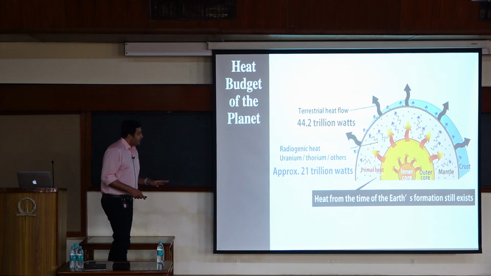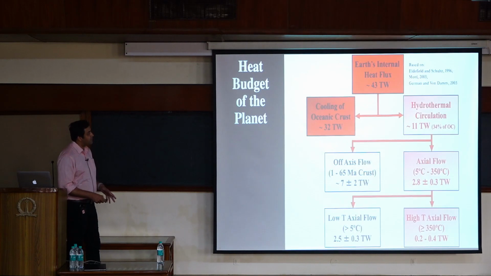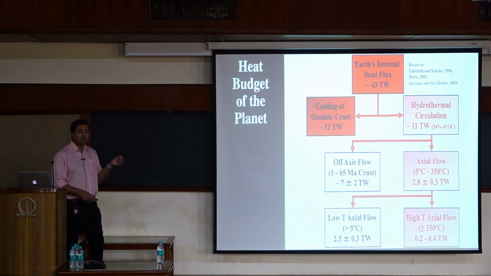Now, we have the heat budget of the planet. Remember, we have this much amount of heat coming out. Much of that heat is lost radiatively. Around 32 terawatts is lost radiatively. Only 11 terawatts is lost from the upper mantle as hydrothermal circulation. Now, the hydrothermal circulation can be divided into two flows, the axial flow and the off-axis flow. The axial flow can get up to around 350 degrees Celsius. So it's a very small fraction of the mid-ocean ridge system which has axial flow associated with it. And this axial flow is what we are interested in.